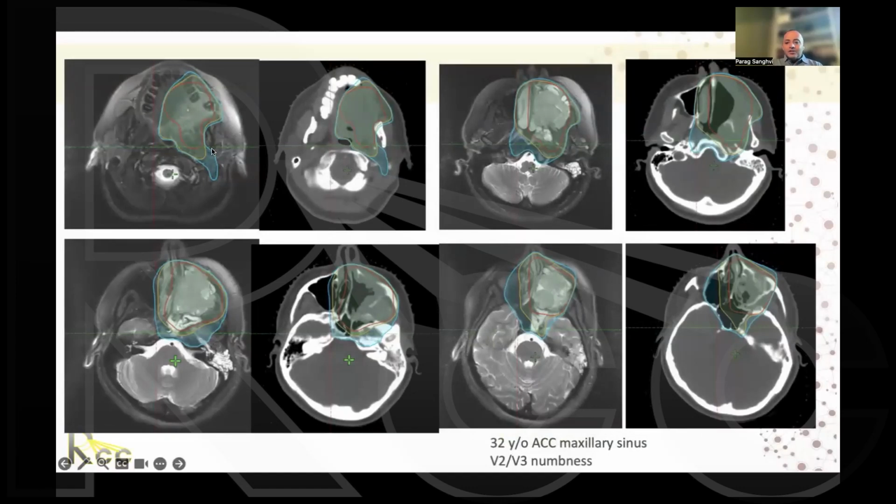This is one of my patients. So this is a patient with adenoid cystic carcinoma. This is some preoperative imaging to show you the preoperative MRI, and then this is the postoperative CT.